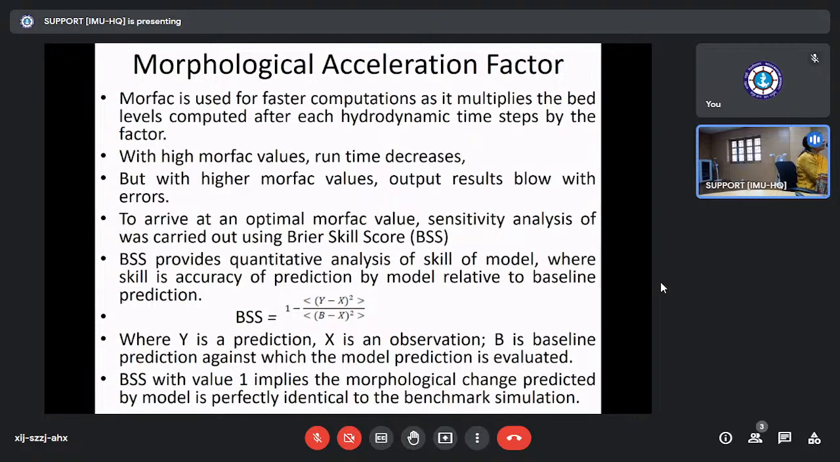So BSS provides a quantitative analysis of the skill of the model, where skill is the accuracy of prediction. A BSS with a higher value, close to 1, implies that predictions are very good, and these are quite identical to the benchmark simulations.